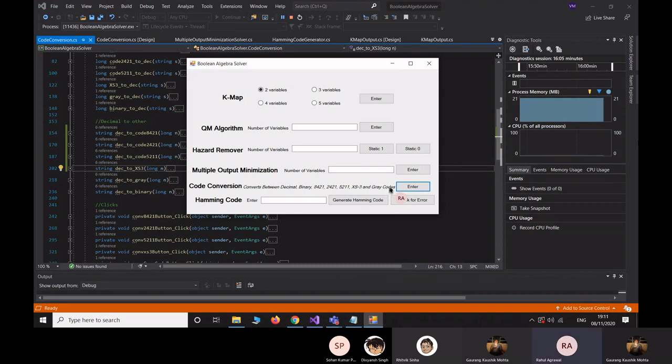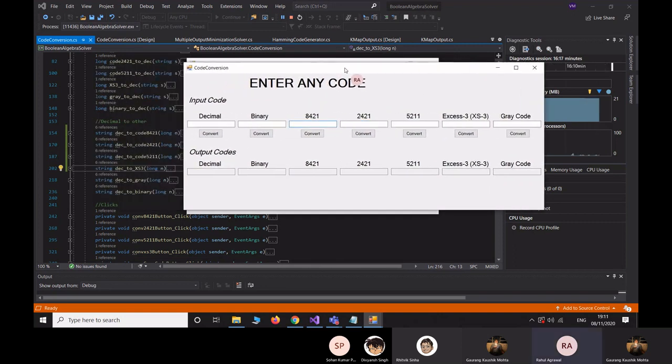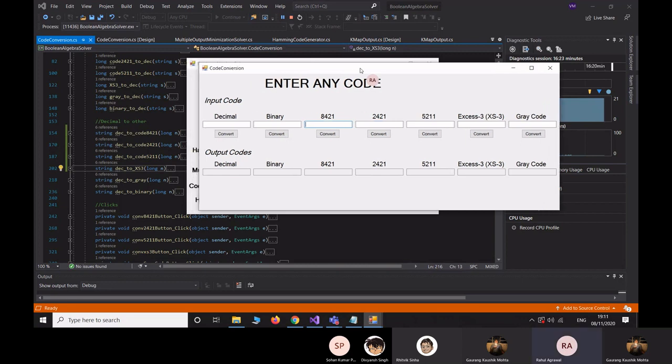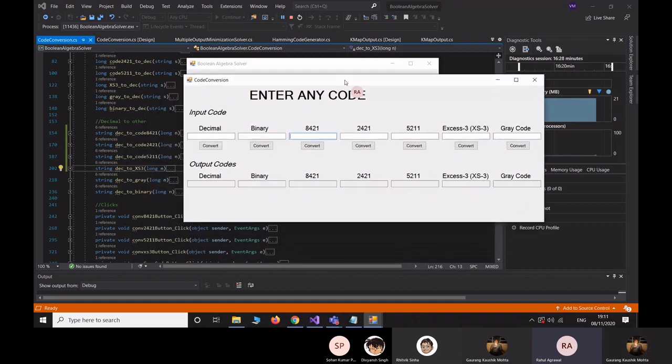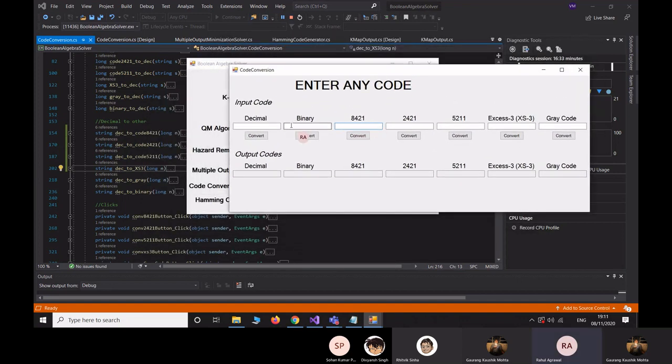Here is the setup for code conversion. By pressing enter, this is the terminal where we can input any code. These are the input codes: decimal, binary, 8421 or 2421. We can input any code here and get the following converted outputs here.